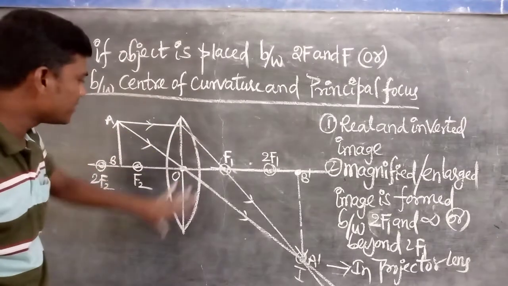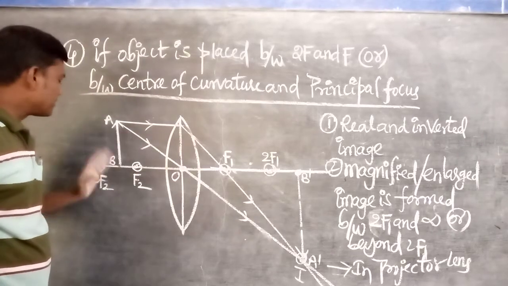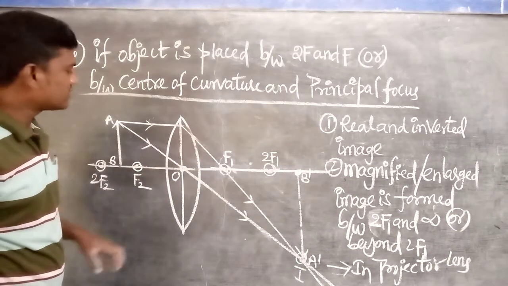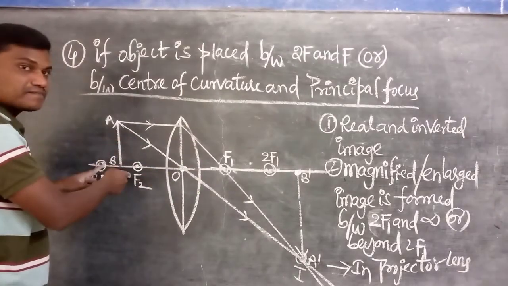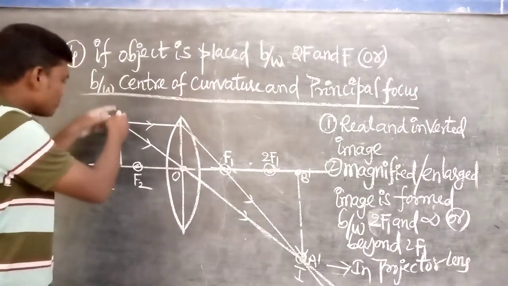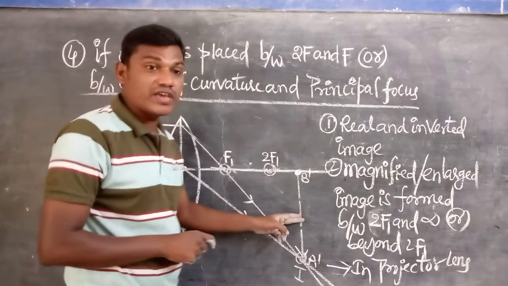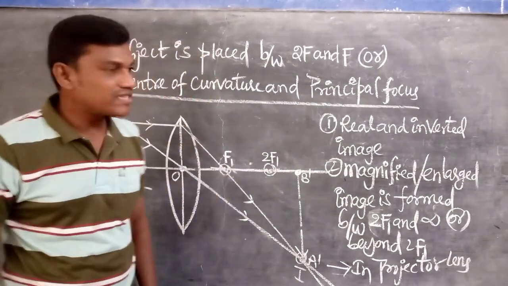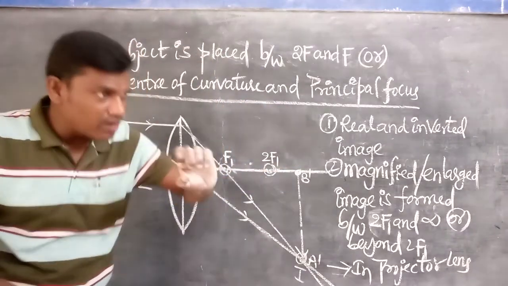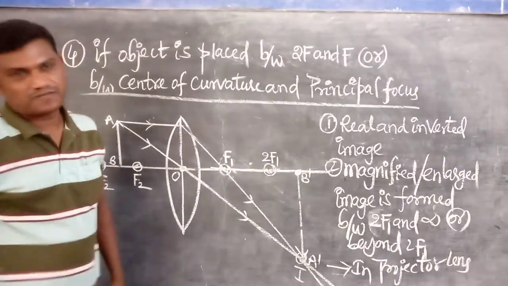A convex lens. In the projector, the reel moves between the center of curvature and the focus of the convex lens used in the projector. That is, the reel is between the center of curvature and the principal focus, which is why it keeps moving continuously. The light falls on it, and finally the image is formed beyond the center of curvature. In the same way, which type of image will be formed? Magnified or enlarged. The object is small, the image will be large. That is why on the screen we can see bigger images.